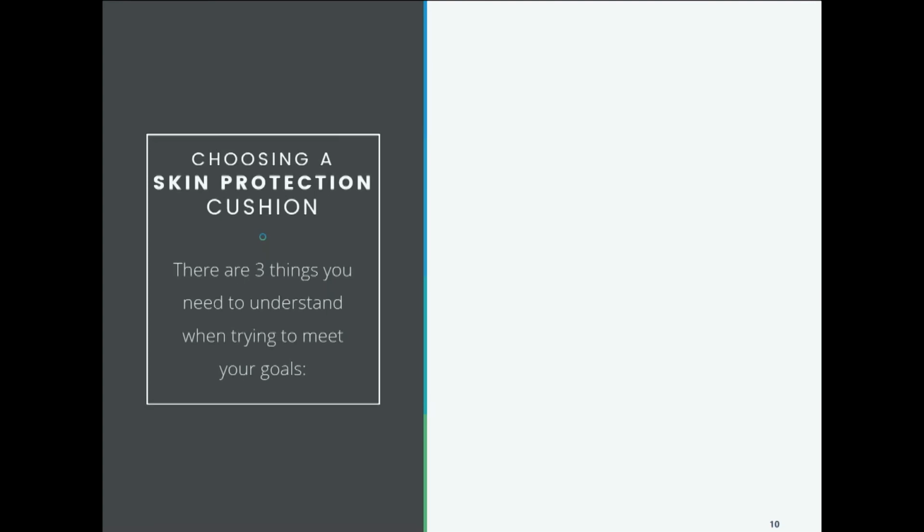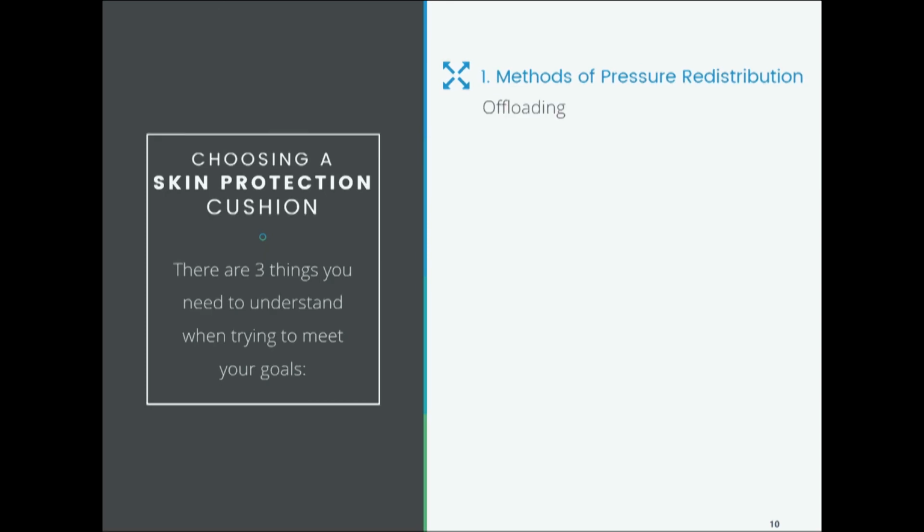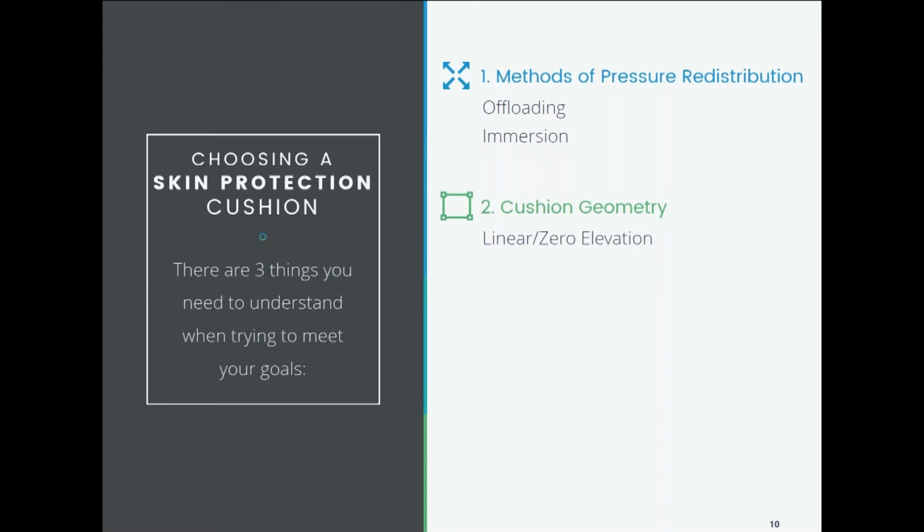However, we have to understand three very important principles when looking at a skin protection cushion. And the first principle is the method of pressure redistribution. Would they be better off with an offloading cushion or an immersion cushion? The second principle is that we need to start to understand the cushion's geometry. Will this particular resident do better with a flatter, more linear, zero elevation cushion? Or is their body asking for something with a little bit more contour, with those hills and valleys that really lock them into the cushion and stabilize them?